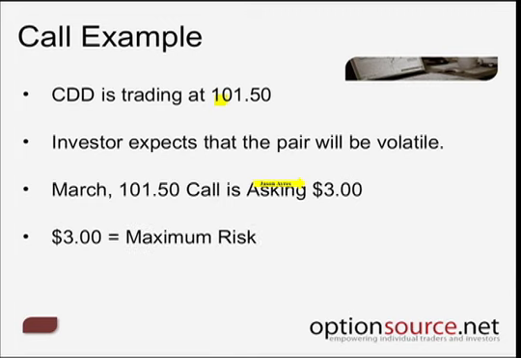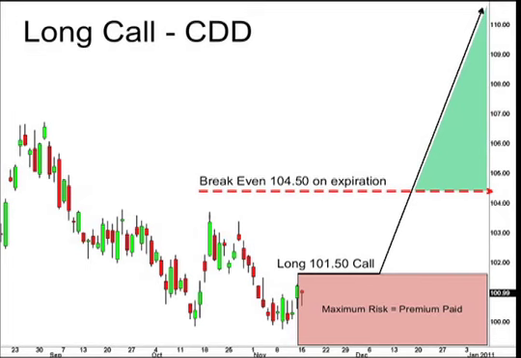Now, the maximum risk in this particular example is $3 per contract, or $300. Right now we're looking at a price chart of the CDD as it sits today. There are a number of reasons why we might be rationalizing a move to the upside. This information here is essentially referencing the call option position.